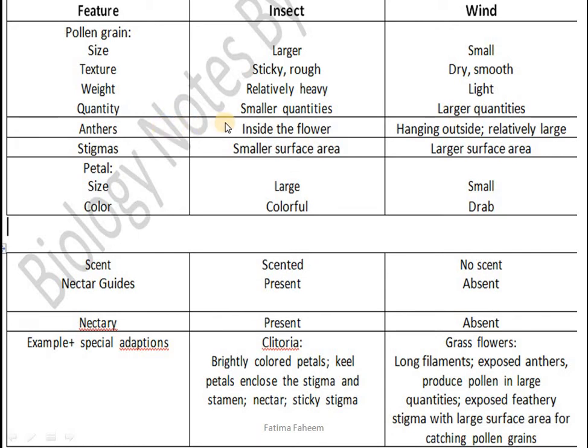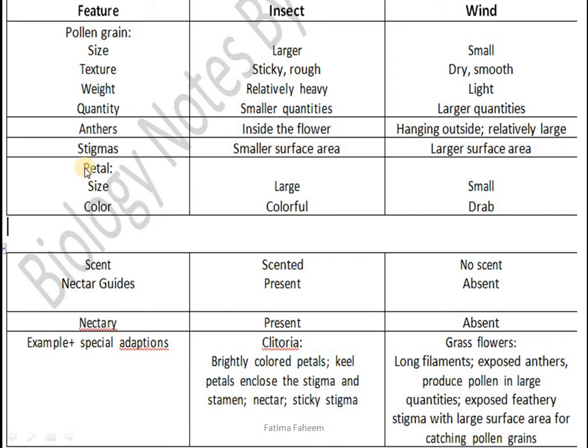Anthers in the case of flowers which are pollinated by insects would be inside the flower, while those that are dispersed by wind will have their anthers hanging outside and will be relatively larger. What about the stigma? A smaller surface area would be seen in those flowers which are pollinated by insects, while the stigmas of flowers which are pollinated by wind would have a larger surface area.